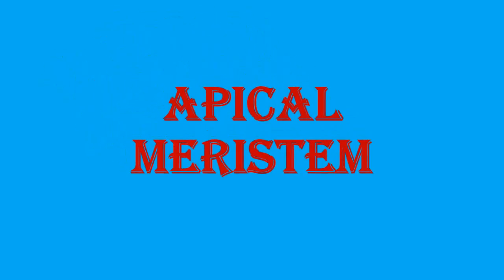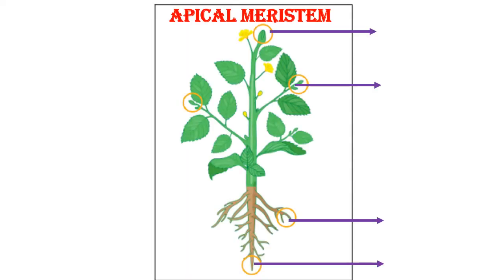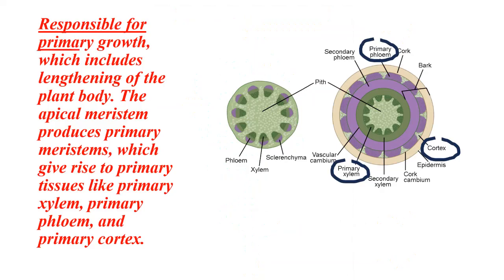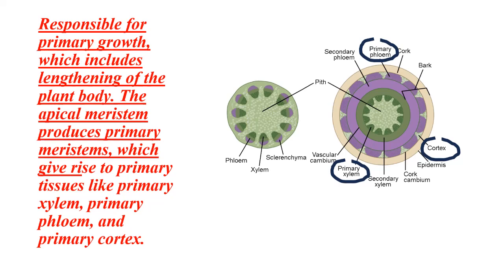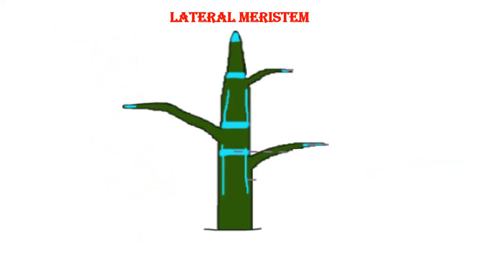Apical meristem. They are found at the tips of roots and shoots, including stems and branches. The function of apical meristem tissues is that they are responsible for primary growth, which includes lengthening of the plant body. The apical meristem produces primary meristems, which give rise to primary tissues like primary xylem, primary phloem, and primary cortex. Next is lateral or secondary meristem.